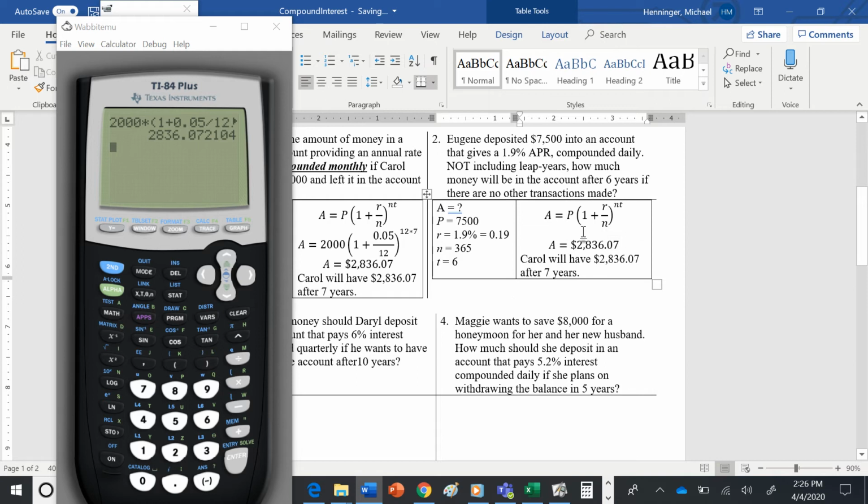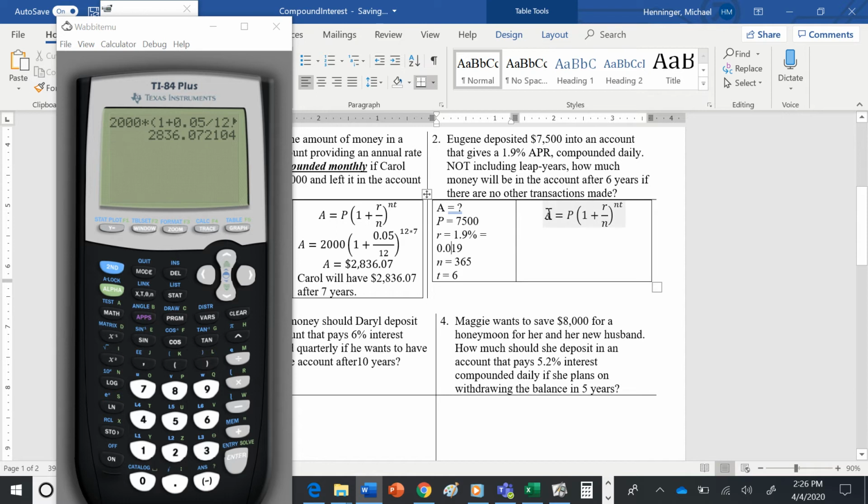So here is Eugene's situation. He's deposited $7,500 into an account. That's his initial deposit. That gives 1.9% APR. That's his percentage rate. Compounded daily. That's 365 times. How much money will be in the account after 6 years, that's our T, if there are no other transactions made? I made one small mistake here. 1.9% should be 0.019. Okay? So make sure you're very careful about that.